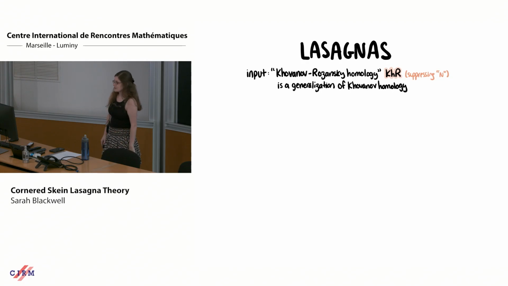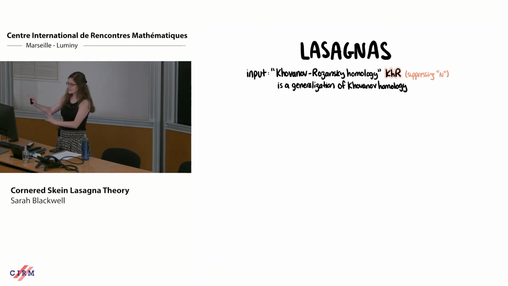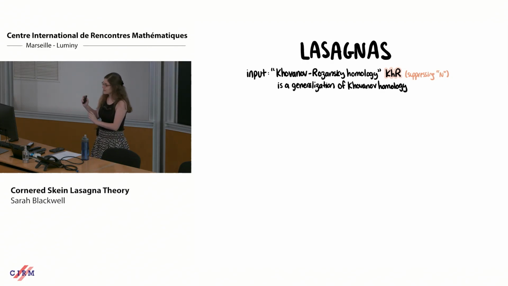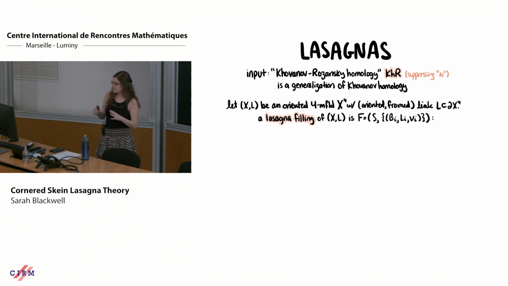This is happening in the background, but it's not going to be immediately relevant for anything I'm talking about. Anyway, this is an extension of Khovanov homology, where it's functorial with respect to links in S^3 and link cobordisms in S^3 cross I. And so that's what we're inputting into this theory.